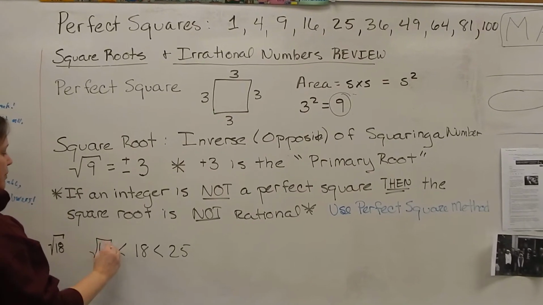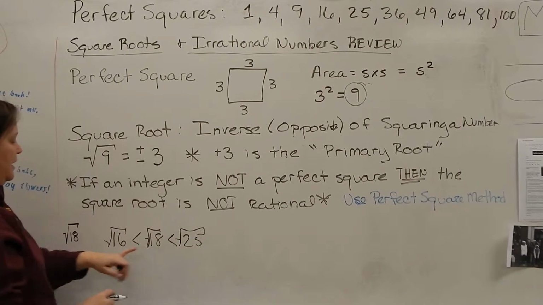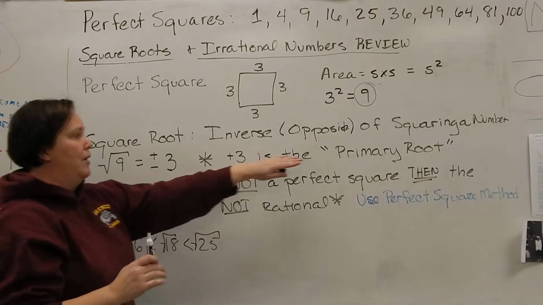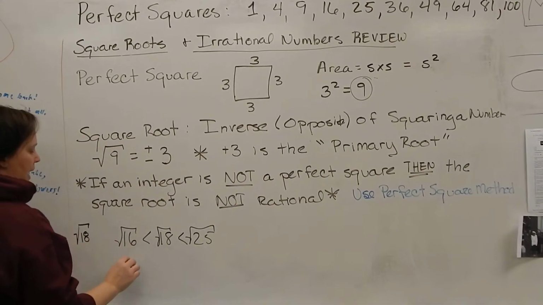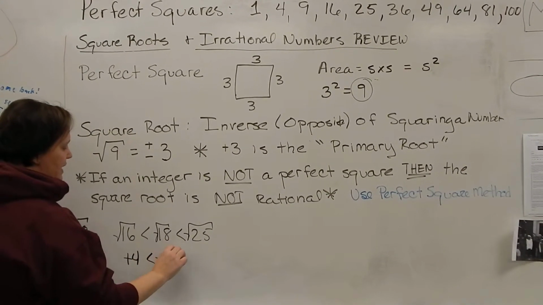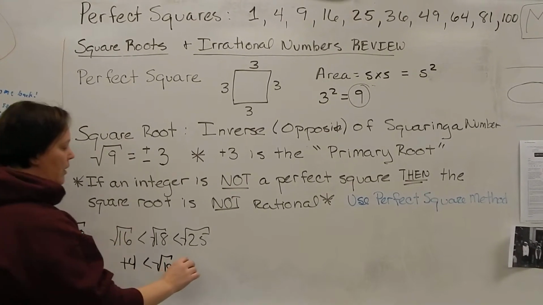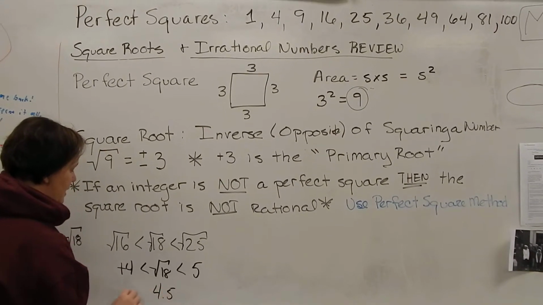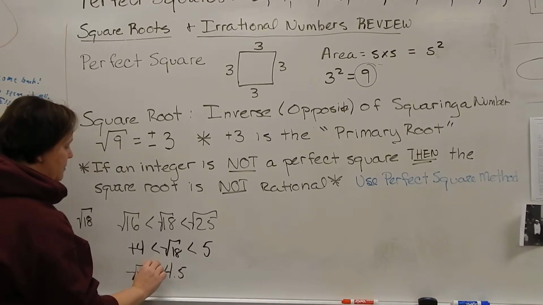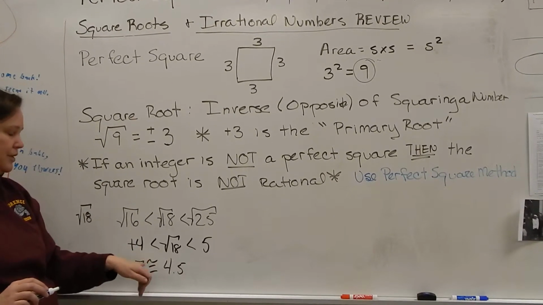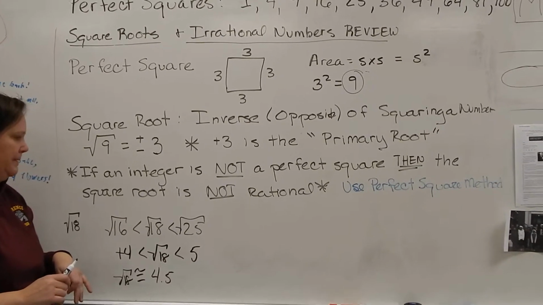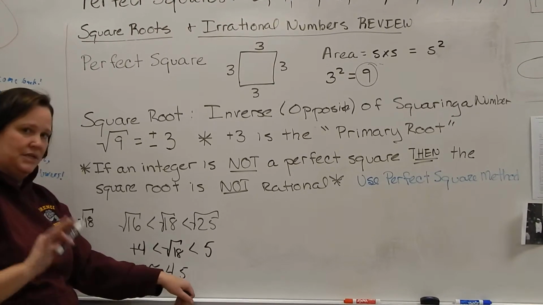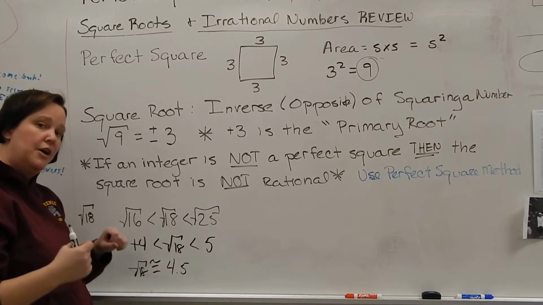That means that the square root of 18 is greater than the square root of 16 and less than the square root of 25. And here we use the primary roots. We're just worried about the positives. And so that means that the square root of 18 is greater than 4 and it's less than 5. So our first approximation is that the square root of 18 is approximately equal to 4.5. Remember that little squiggly line means about or approximately. Now that's if we are estimating to the tenths spot. Remember, this is the tenths. We can also estimate to the hundredths spot.